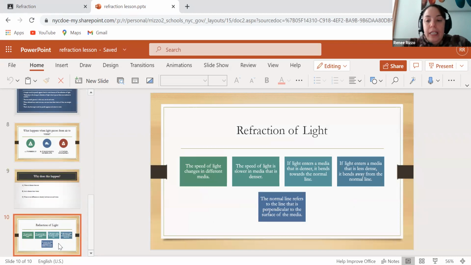This is a summary of refraction of light in general. The speed of light changes in different media. The speed of light is slower in media that are denser. If light enters a medium that is denser, it bends towards the normal line. If light enters a medium that is less dense, it bends away from the normal line. The normal line refers to the line that is perpendicular to the surface of the medium.